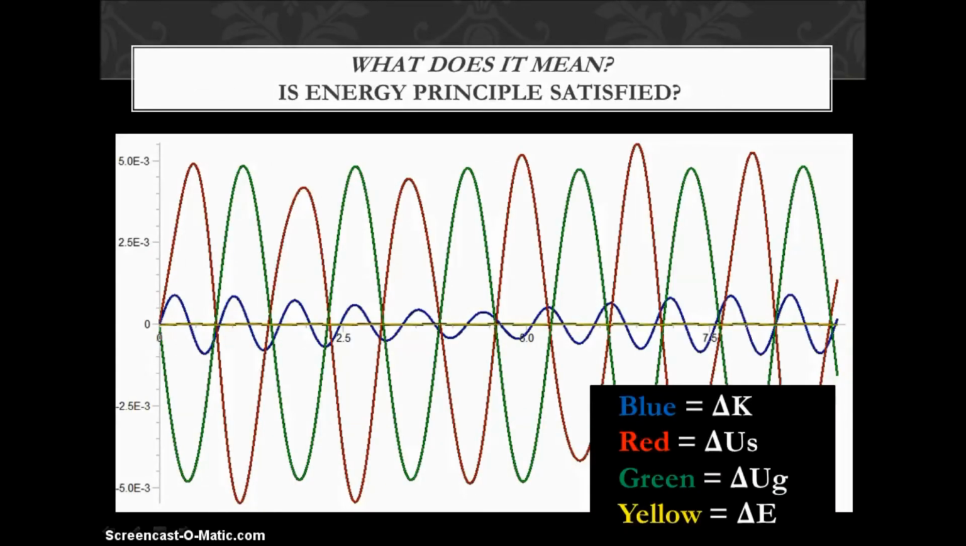What does it mean? The first question asks, is the energy principle satisfied? Looking at this graphical representation of the motion, we can see that although the delta K, which is the kinetic energy, and both of the potential energies, the spring potential energy and the gravitational potential energy, all oscillate, the total energy, which is represented by the yellow line, is a straight line at 0, which means that the total energy adds up to 0, which in fact satisfies the energy principle.